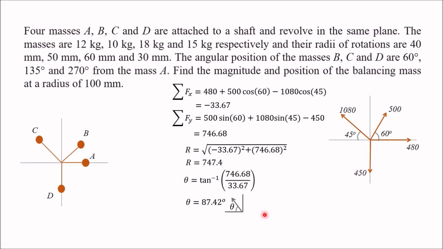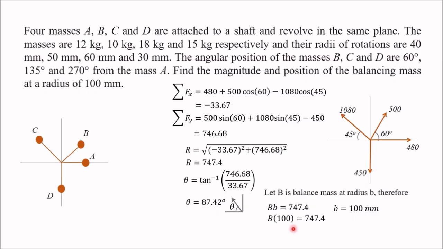Now this value 747.4 should be equal to the balance mass times small b. Small b is given, so BB should be equal to 747.4, and small b is given as 100 mm. So put this value, and you will get capital B equal to 747.4 divided by 100, so 7.47 kg. This is our answer. Using this 7.47 kg balance mass, you can completely balance this system.